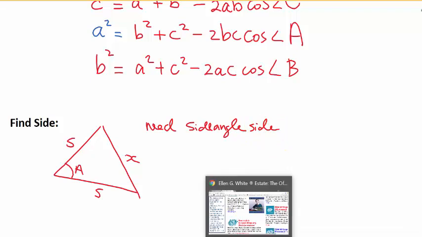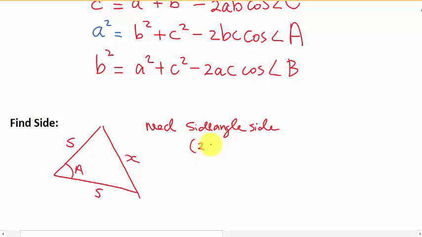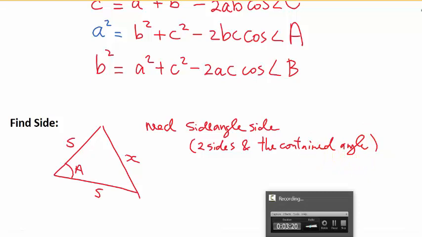So you need 2 sides and an angle. No, you've got to be specific, right? 2 sides and the contained angle. Basically, the angle is contained between the two sides. Okay?